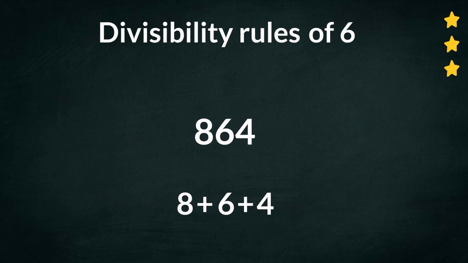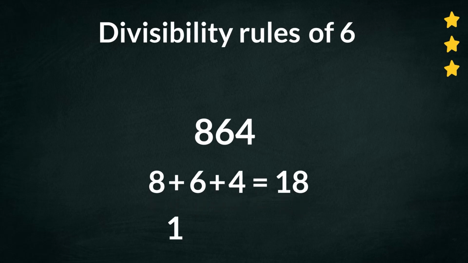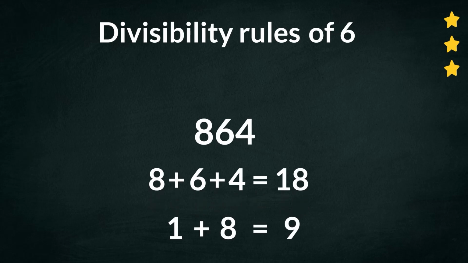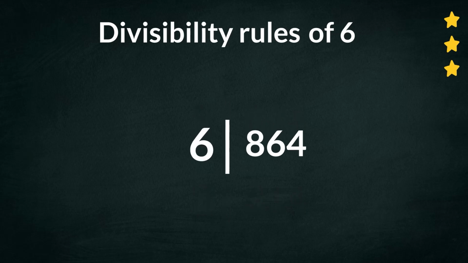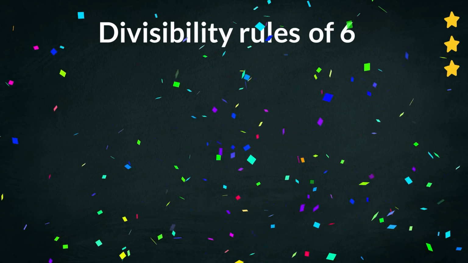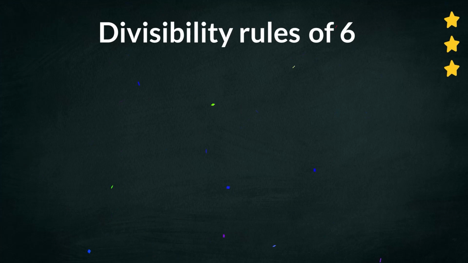Let's check the other one. 8 plus 6 plus 4 equals 18. Then 1 plus 8 equals 9. Nice! We found a number that's divisible by both 2 and 3. That means it's divisible by 6. Well done! We've come so far with these divisibility rules.